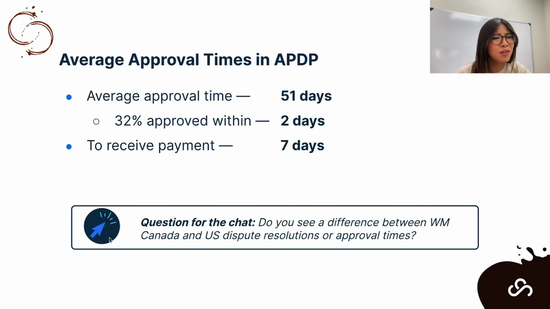So we have a question for the chat. Just curious, for those of you who are doing both Walmart U.S. and Canada deductions, do you see a difference between the dispute resolutions or approval times? We'd love to hear your feedback if you are seeing any differences there.